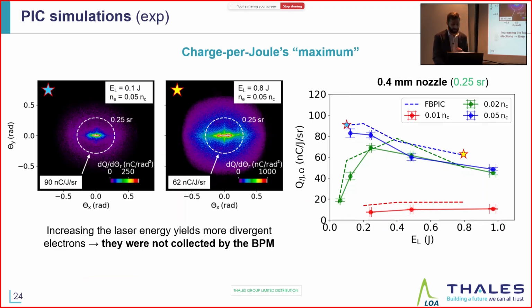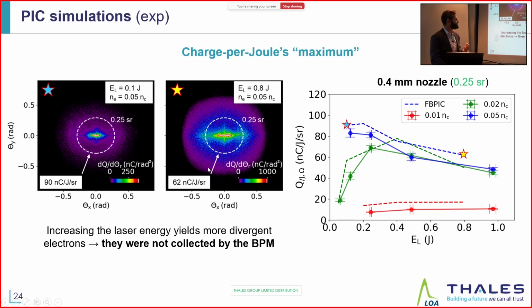And here are the results with the first set of simulations, so the one that is supposedly closer to the experimental conditions. What you can see here, these 2 images are angular distributions of, again, numerical results. These are the numerical equivalent of BPM images, for 2 configurations, same plasma density, 5% of the critical plasma density, but 2 different laser energies. Because what I really wanted to understand is the decrease of the charge per joule.